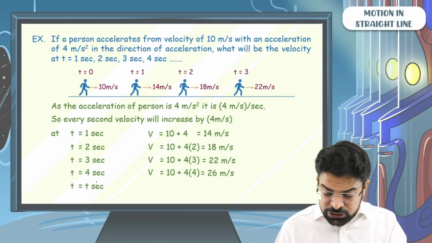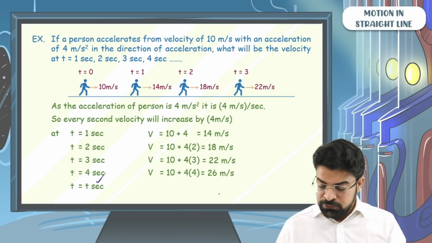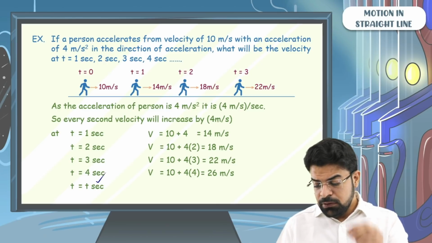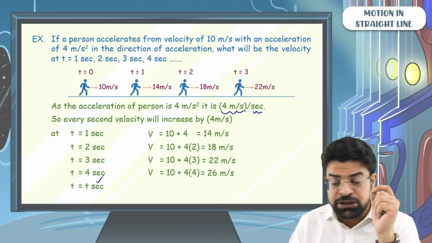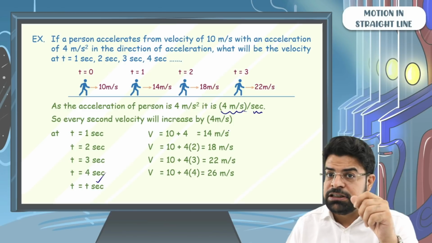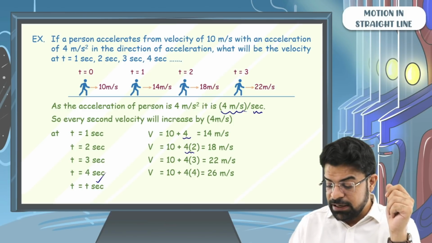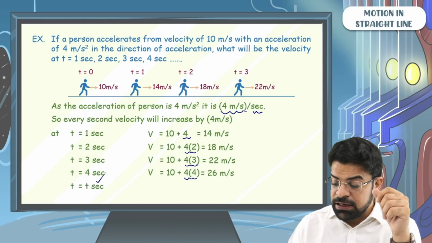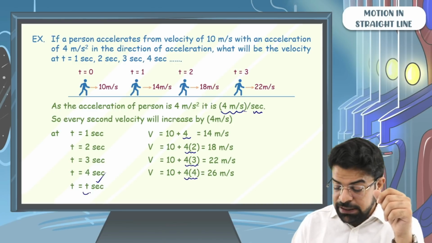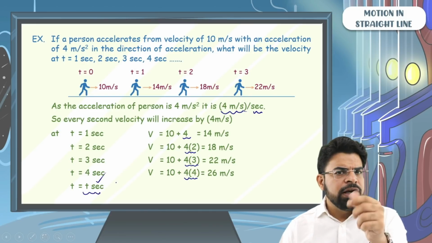At time equals t seconds, what will be the velocity? You will say, sir, acceleration is 4 meter per second per second. So every second velocity increases by 4. In 1 second it increases by 4 into 1. In 2 seconds it increases by 4 into 2. In 3 seconds it increases by 4 into 3. In 4 seconds it increases by 4 into 4. In t seconds it will increase by 4 into t.